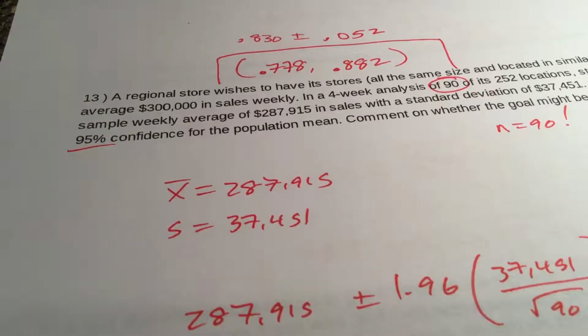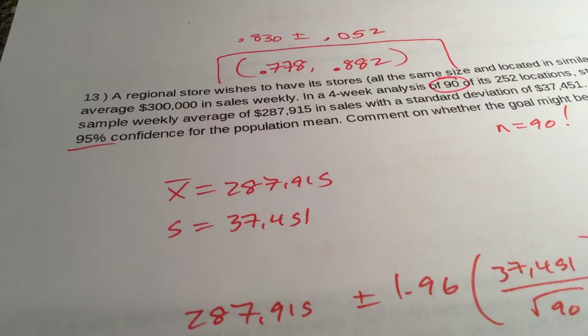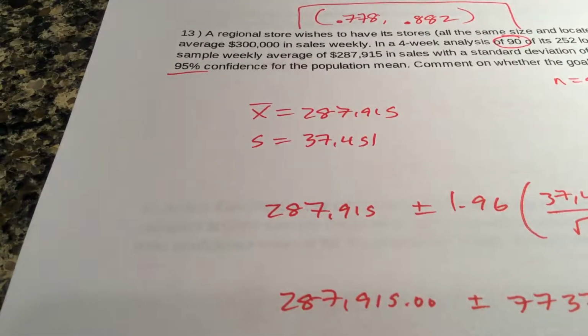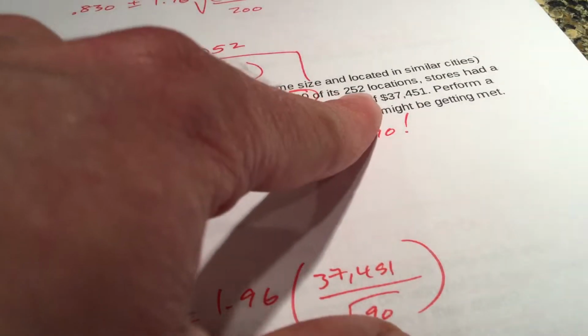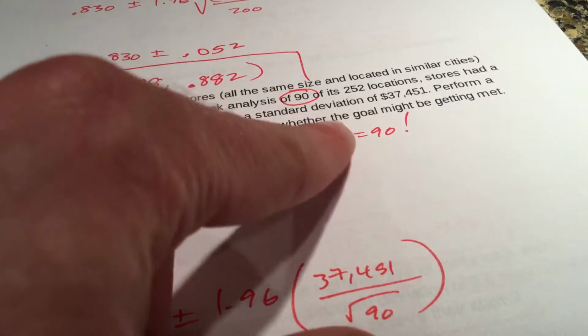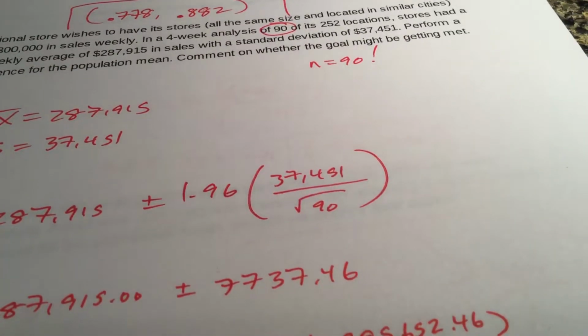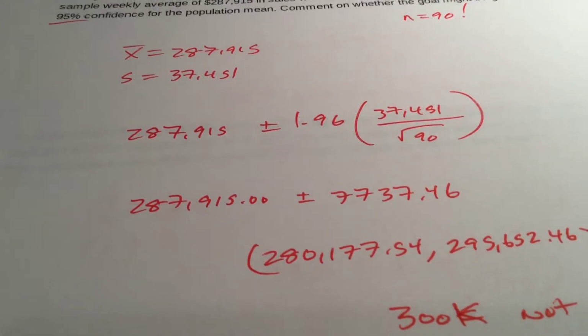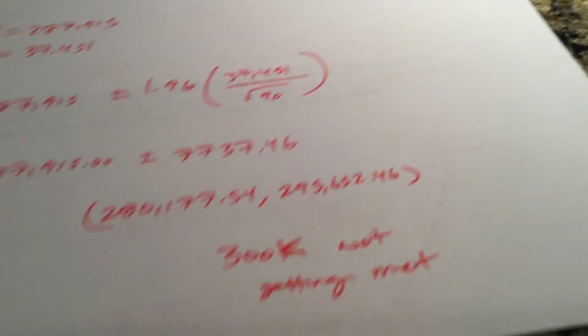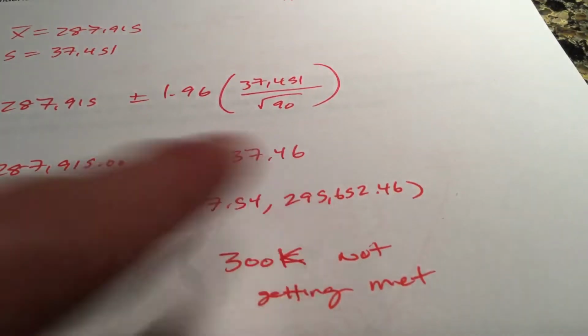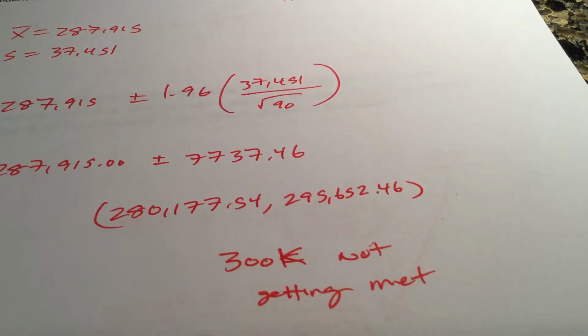All right, the store wishes to have its stores average 300K in sales weekly. Now notice, folks, it does have 252 locations, though it only sampled 90 of them. Be very careful there. All right, so that's the data. N is 90. We're talking about money, so I just rounded to the nearest penny. They are not hitting $300,000, so the goal is not being met.